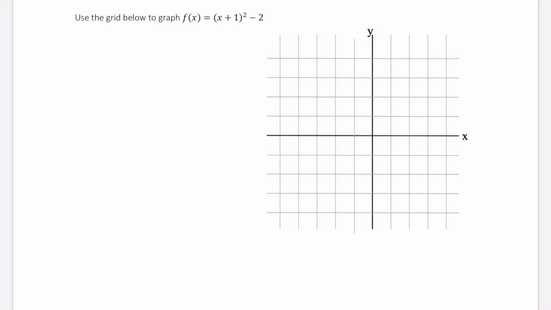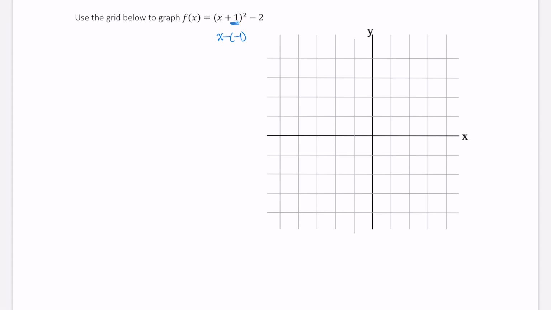Welcome. We are going to use the grid below to graph this function, this quadratic. f(x) is equal to (x + 1) squared minus 2. And let's quickly review function transformations. So this here, this is really x minus negative 1.